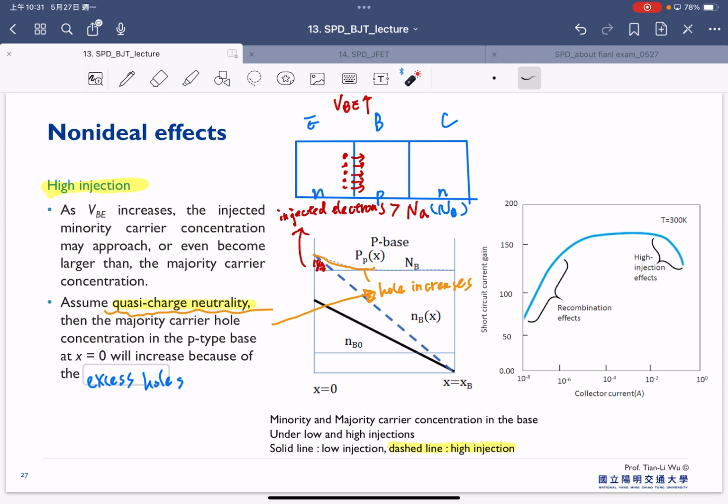And the issue for high level injection is mainly related to the decrease of the current gain. So the current gain is decreased. That's still the main issue under high level injection.